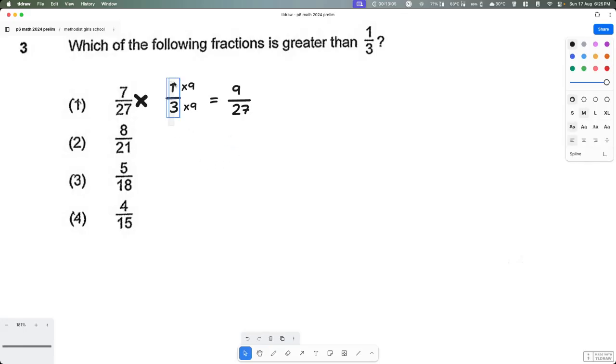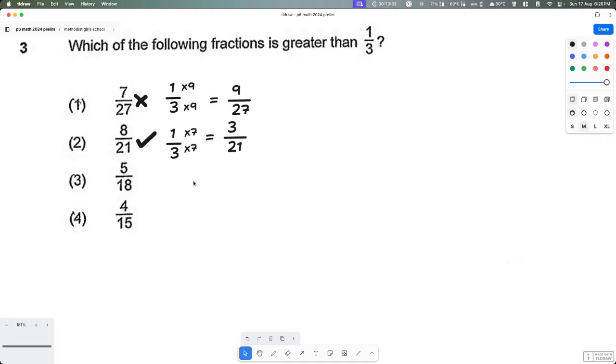Okay, what about 8 out of 21? What do we multiply with? If you say we need to multiply by 7, then you're right. So we multiply the top by 7 and the bottom by 7 as well. 1 out of 3 will then become equal to 7 out of 21. All right, so that means this is correct.